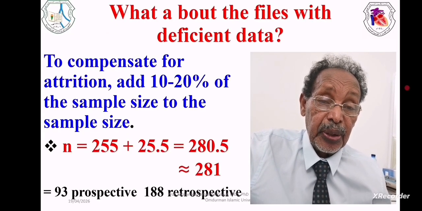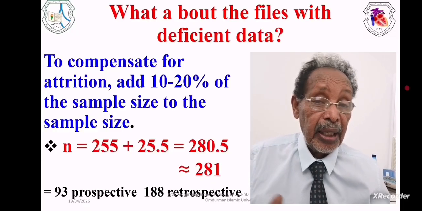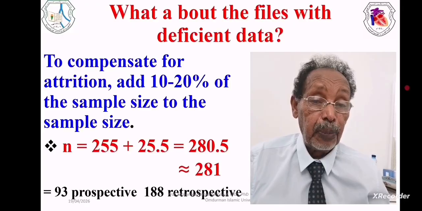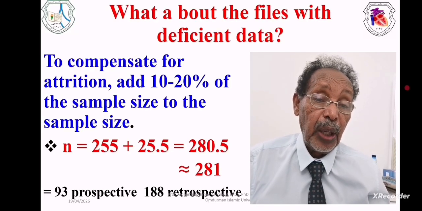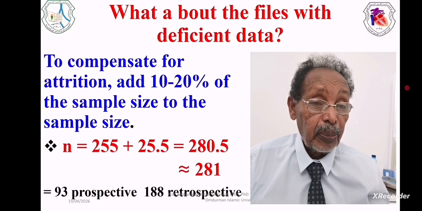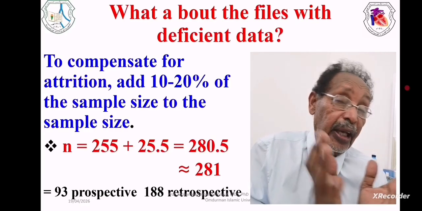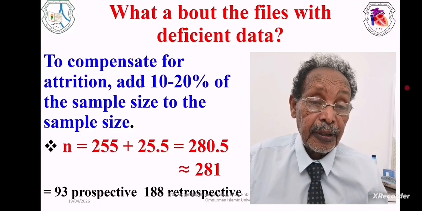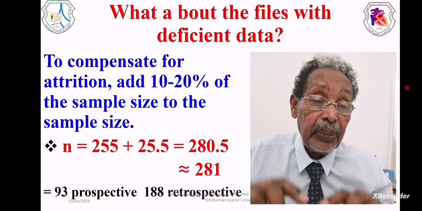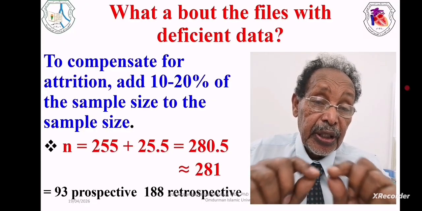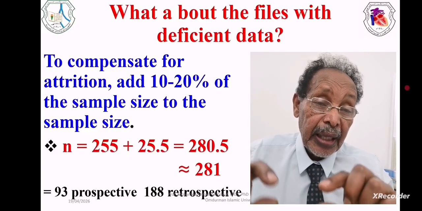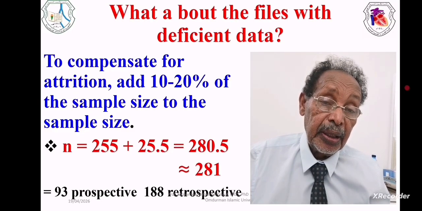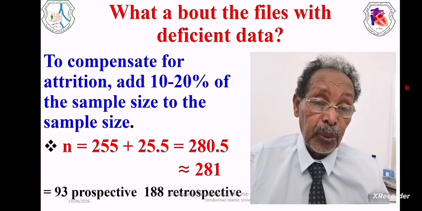Now we'll see if we compensate 10%. The number n was 255. If we add 10%, we are going to add 25.5, and the total will be 280.5. There is no 0.5 file, no 0.5 patient. We have to round it up to a complete figure, and the total sample size will be approximately 281.